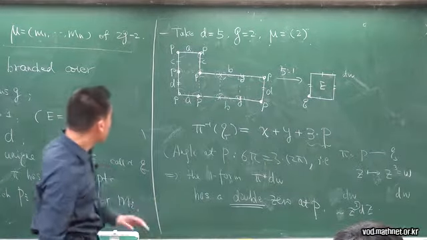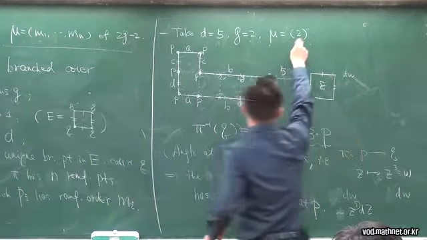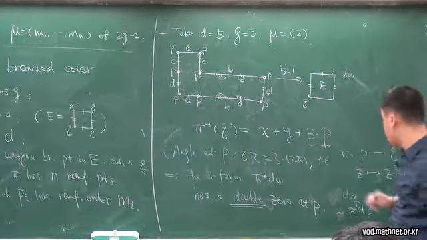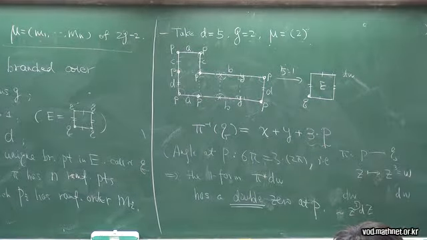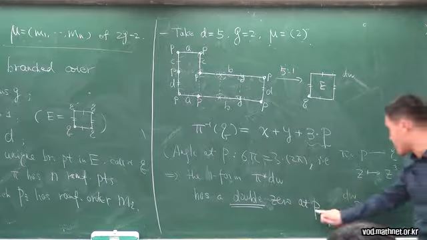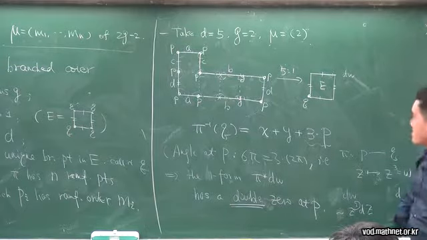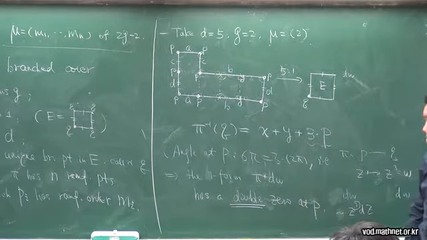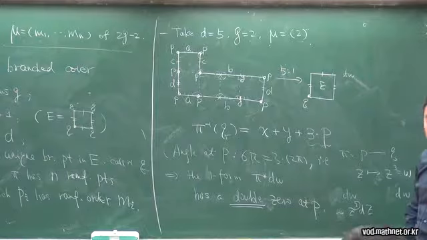So this double zero is exactly corresponding to the partition mu. Right. And every other point different from P is not a zero of this pullback one form. Okay. Right.